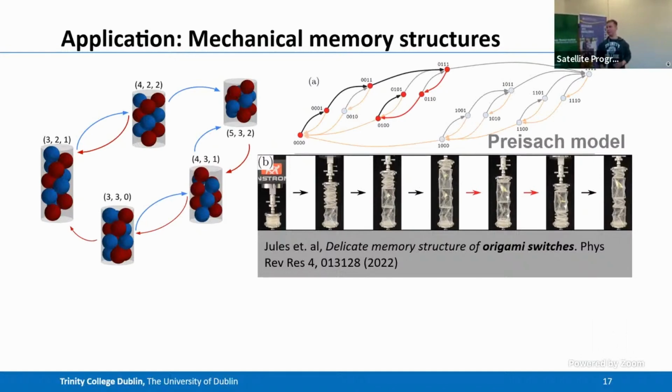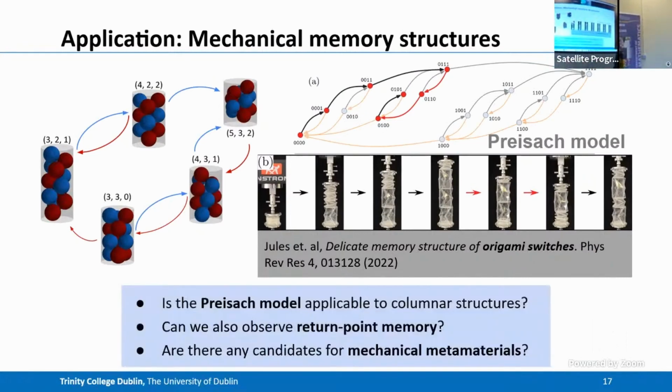That was their idea. So I think this similarity could actually end up opening a new type of research questions for these columnar structures. So one question would, for instance, be: can you also apply this Preisach model to our columnar structure, and what does that actually give you?